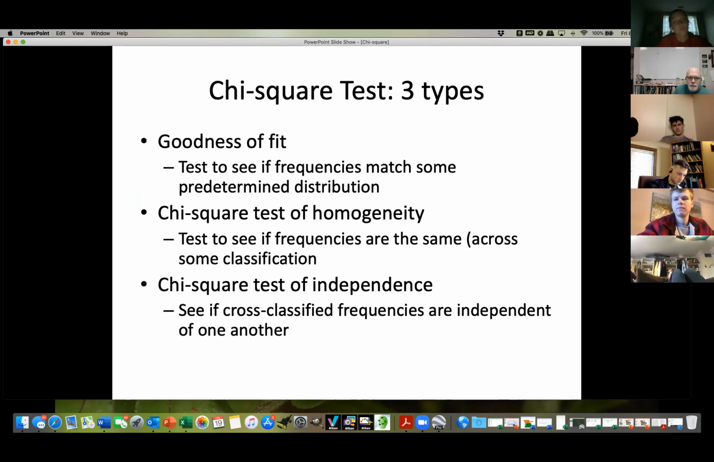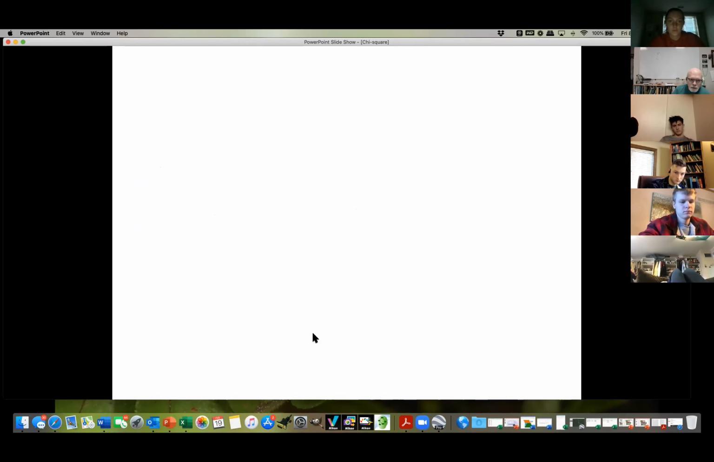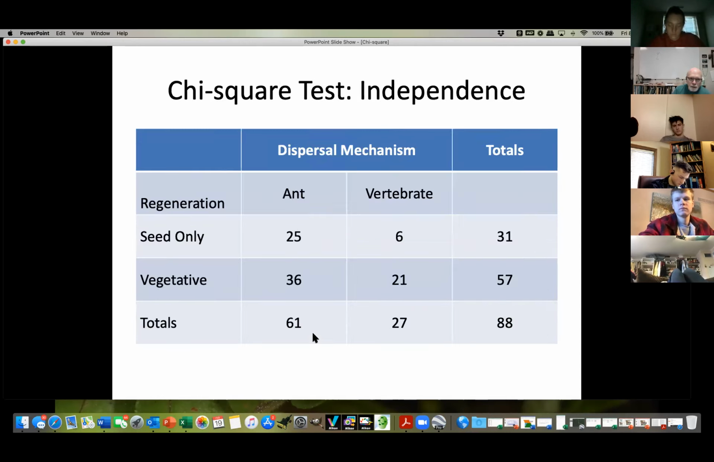The last test that we're going to look at is a chi-square test of independence. And this happens when we have what's called cross-classified frequencies, and we want to know if they're independent of one another. And so what a cross-classification frequency table looks like is it looks like this. These are data from, I don't remember where this example comes from, but basically we have two things here that this biologist was interested in.